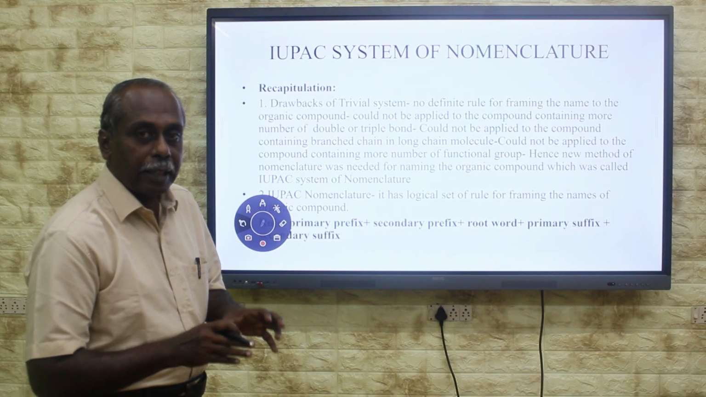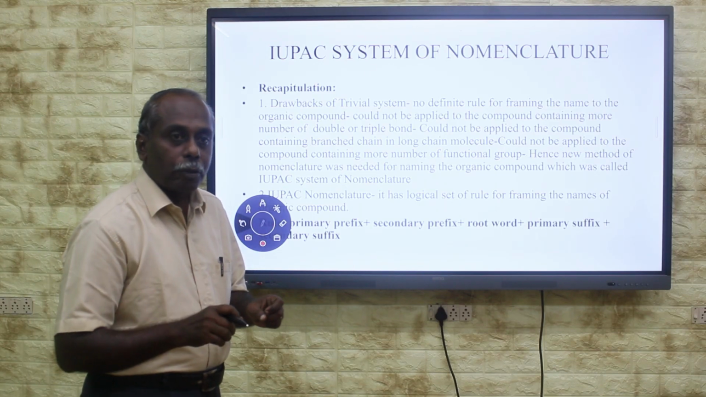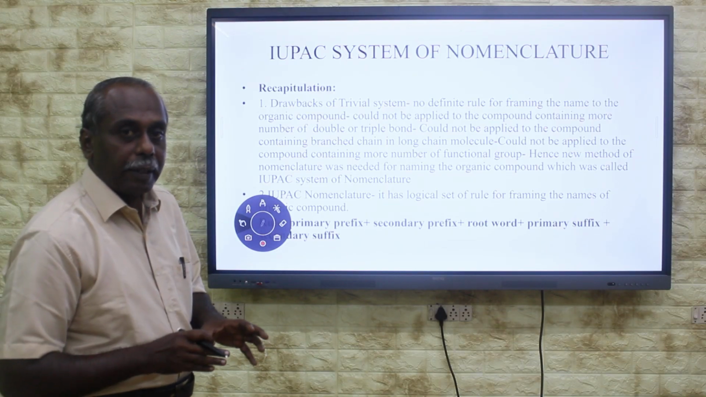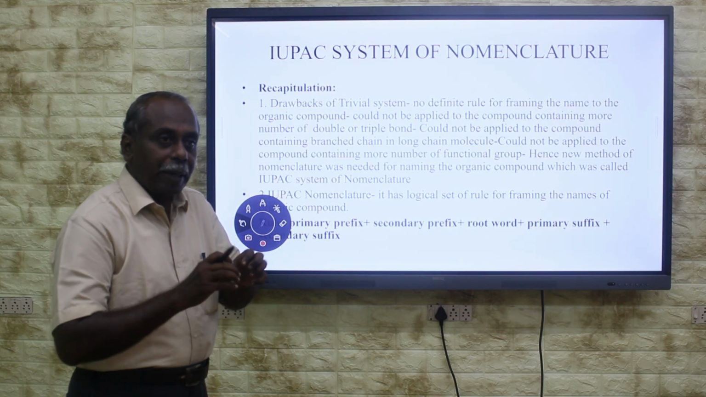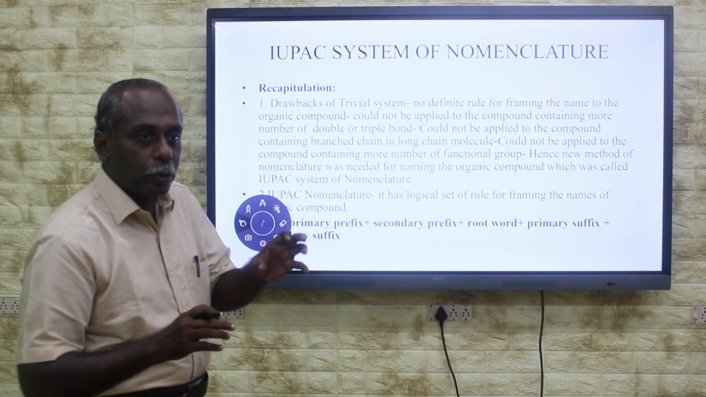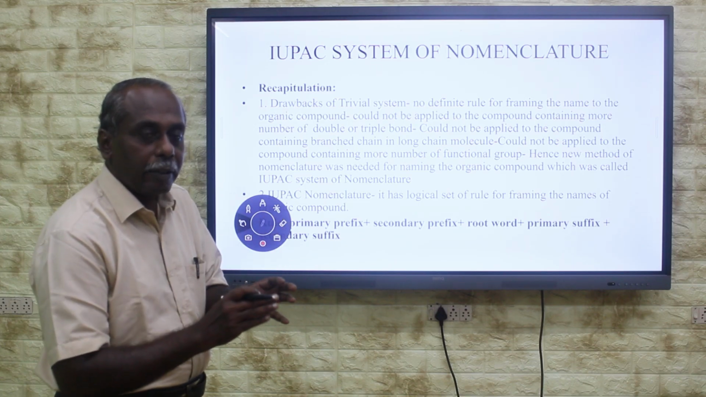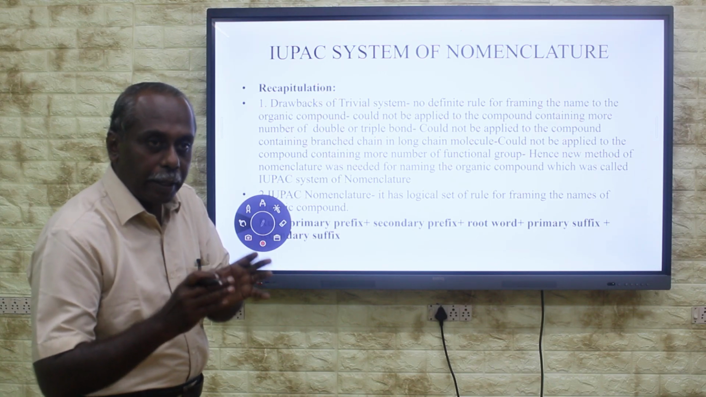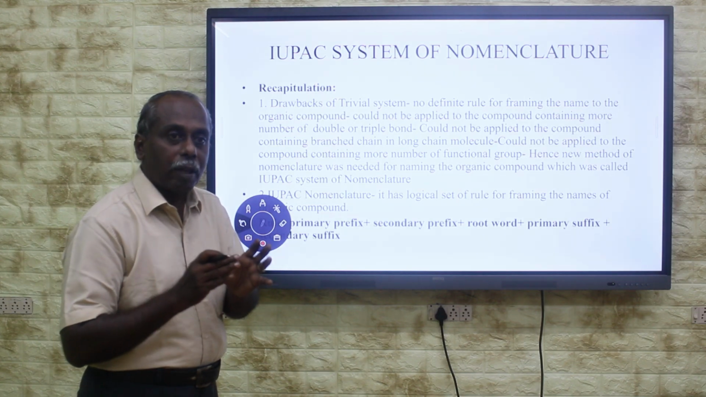In that nomenclature, there is a set of logical rules. With the help of these rules, we can frame the name of the compound. The general rule for framing the name of an organic compound is that the name should have 5 components. The first 2 components are the primary prefix and secondary prefix, then the root word, which is the main name of the compound. In the root word, the number of carbon atoms present in the compound is mentioned.